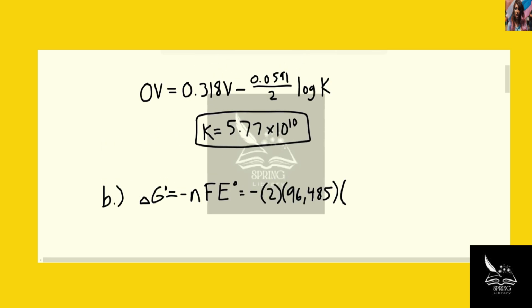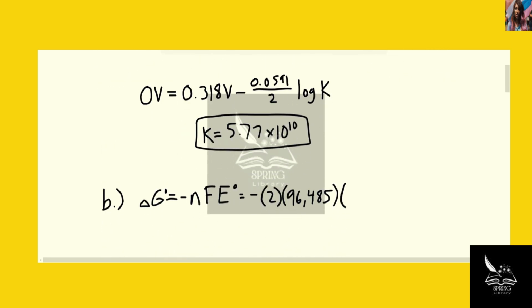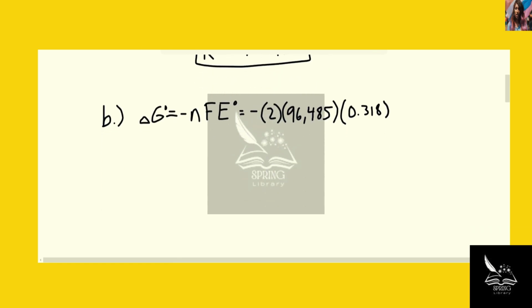And we just calculated the standard cell potential to be 0.318 joules per coulomb. And so when we plug that all in and solve for delta G, we see that it comes out to about negative 61.4 kilojoules.